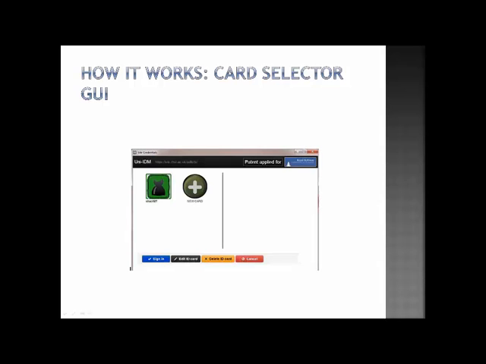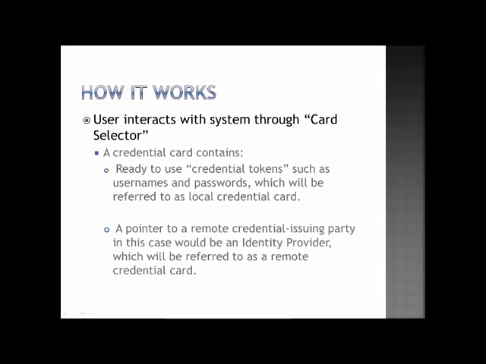The card selector provides the user with a visual representation of all user credential sets in the form of virtual cards, which are known as credential cards. The card selector works by storing secure electronic identity cards which contain the given sets of credentials on the end user's given platform. A credential card can contain a wide range of credential types which include the following: ready-to-use credential tokens such as username and passwords, which will be referred to as local credential card, a pointer to a remote credential issuing party, which is the identity provider, and the pointer would be referred to as a remote credential card.